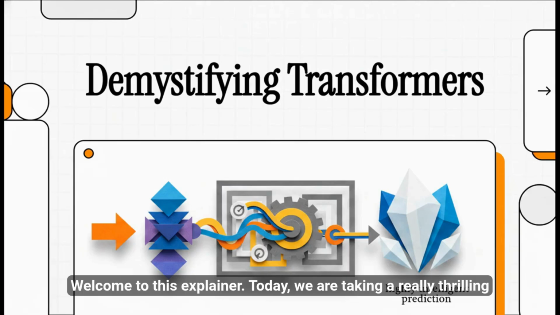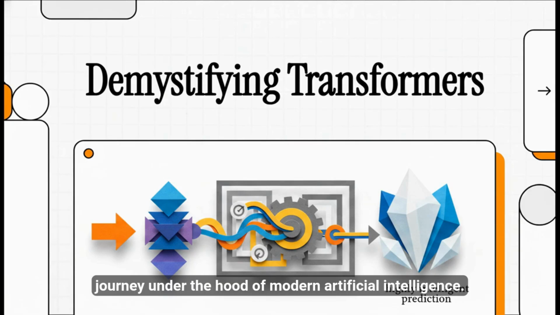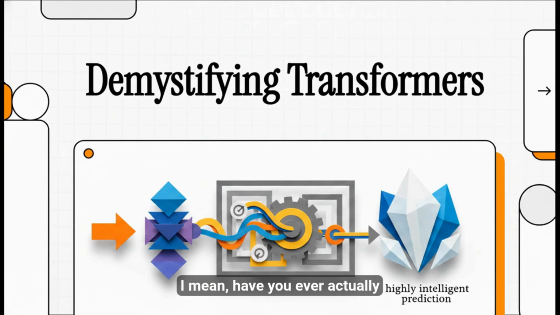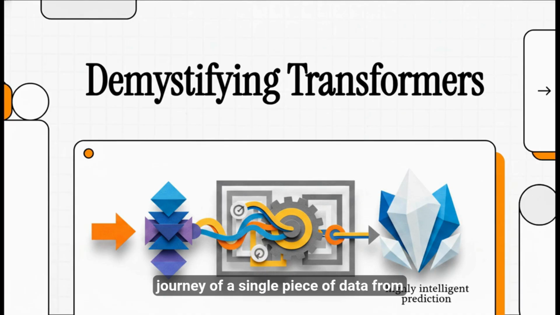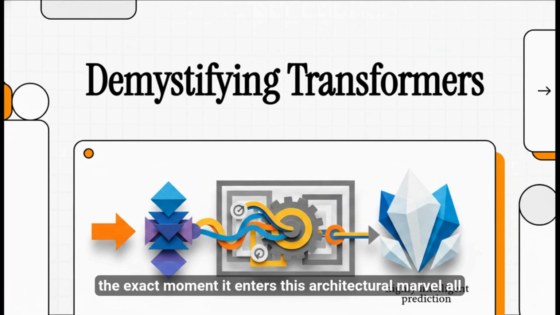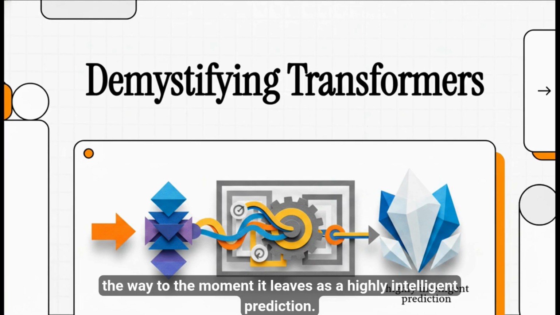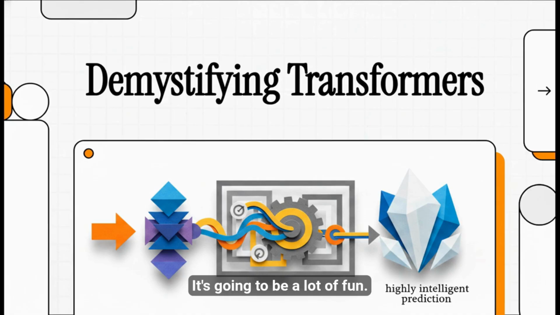Welcome to this explainer. Today, we are taking a really thrilling journey under the hood of modern artificial intelligence. I mean, have you ever actually wondered about the T in ChatGPT? Well, it stands for transformer, and today we're not just going to talk about it from a high level, we're going to completely demystify exactly how it works. We're going to follow the fascinating step-by-step journey of a single piece of data from the exact moment it enters this architectural marvel all the way to the moment it leaves as a highly intelligent prediction. It's going to be a lot of fun.